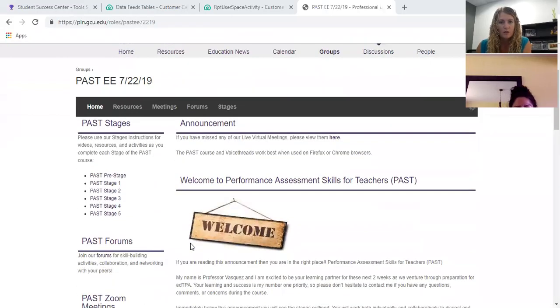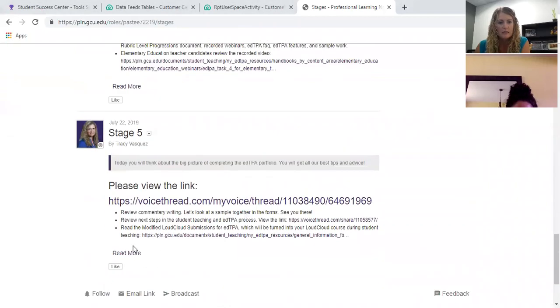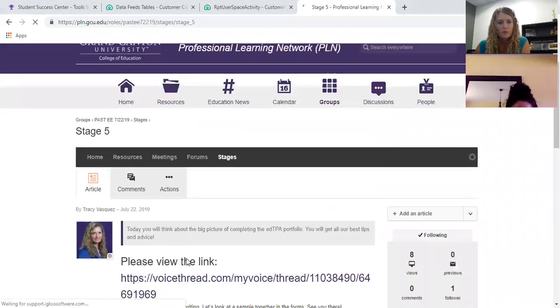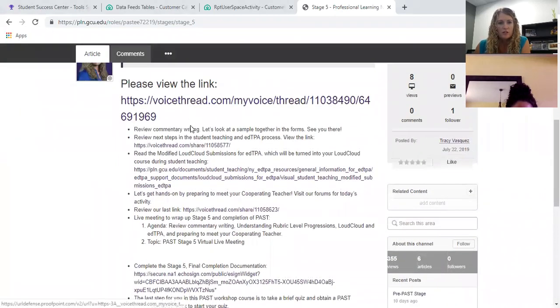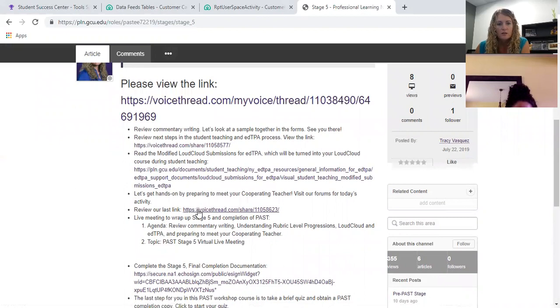Let's first start in our PAST group space here. So for Stage 5, we'll go to Stages, and then it's all the way at the bottom, the last stage. You made it. Click Read More. We have the final voice thread links. We have the modified submissions for Loud Cloud linked here. I'll also show you how to find those from the EdTPA group space. There's a little activity to prepare to meet your cooperating teacher in the forums. That's right up here. And then the last voice thread link.